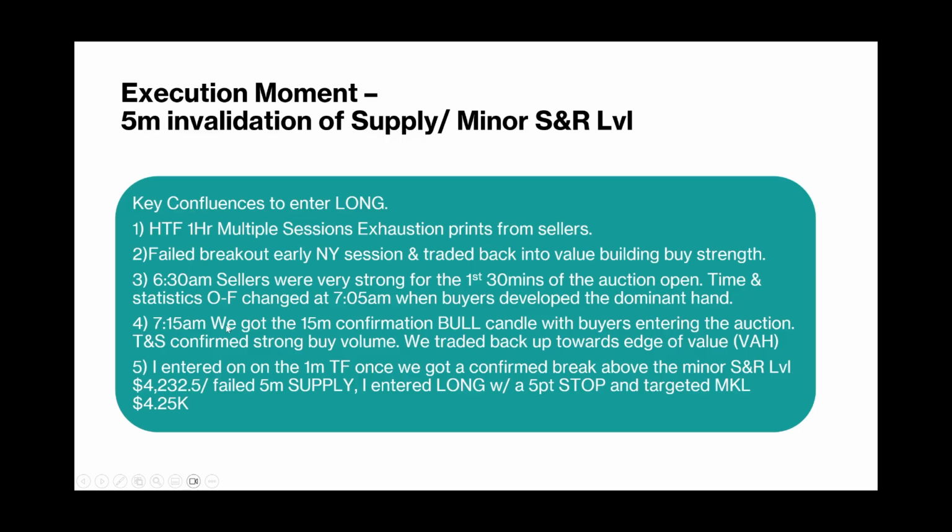Four, 7:15 a.m. we got the 15-minute confirmation bull candle with buyers entering the auction. The time and statistics confirmed strong buy volume and retraded back up towards the edge of value, which was the value area high. And the fifth and final confirmation or confluence was I entered on the 1-minute time frame once we got a confirmed break above the minor support and resistance level 4232.5 / failed 5-minute supply, and I entered long with a 5-point stop and targeted major key level 4.25K.